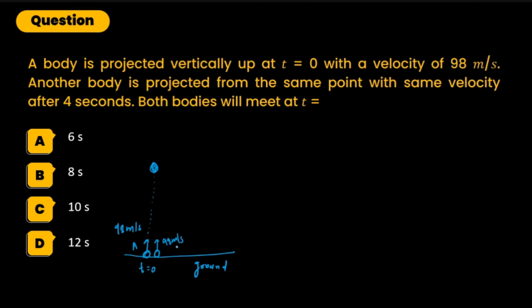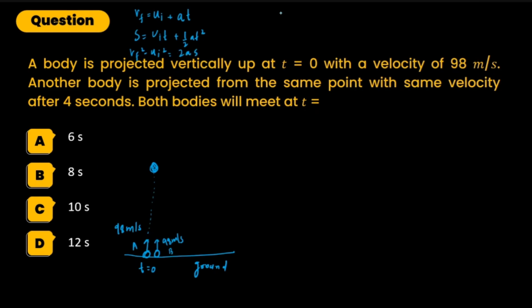So first of all, we have to figure out where body A will be after 4 seconds. In order to do that, we'll use equations of motion. So far we have the following equations. V final equals V initial plus acceleration times time. Then we have displacement equals V initial into t plus half a t square. Then we have another equation which says V final square minus V initial square equals twice a into s, that is displacement.